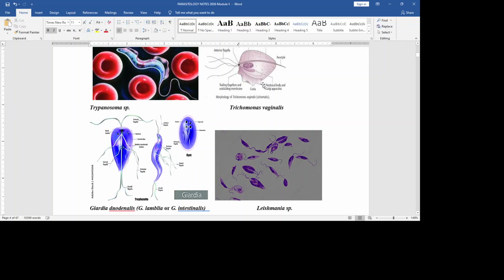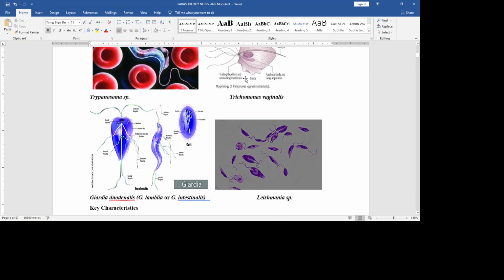Remember, this Trichomonas is moving through the vaginal fluid, and it's a common and serious problem with females. It also has an undulating membrane to help in movement through the fluid medium within the genitalia.